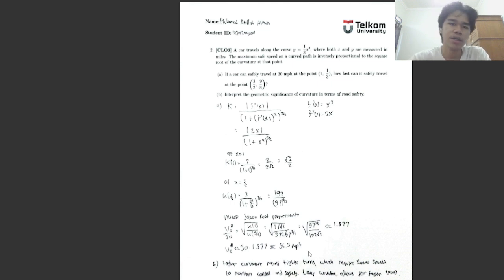Next, interpret the geometric significance of the curvature in terms of road safety. So higher curvature means a tighter turn, which requires slower speed to maintain control and safety. Lower curvature allows faster travel. So we got here 56.3 miles per hour. That means at this point 3 over 2, 9 over 8, the curve will be less tight than the curve at the point 1, 1 over 3.